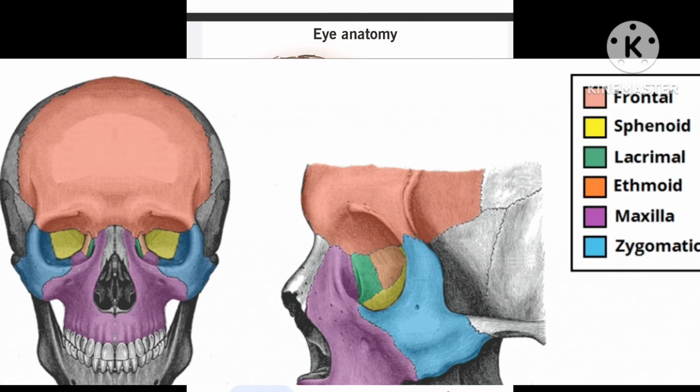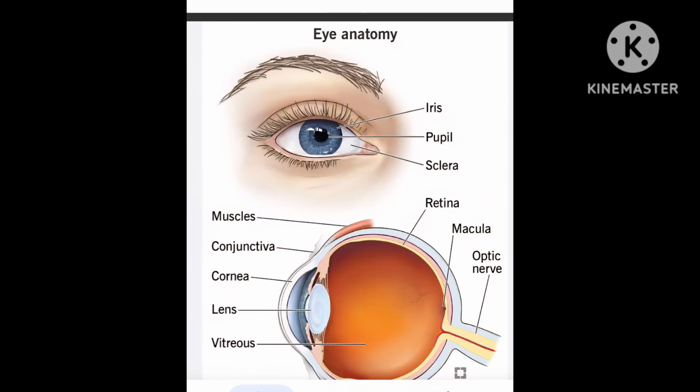And we all know that the eyeball is surrounded by protective structures like eyelids and eyelashes. Even eyebrows are in some way helpful in protecting the eyes. And the main function of the eye is vision. So with the help of eyes only we see objects.